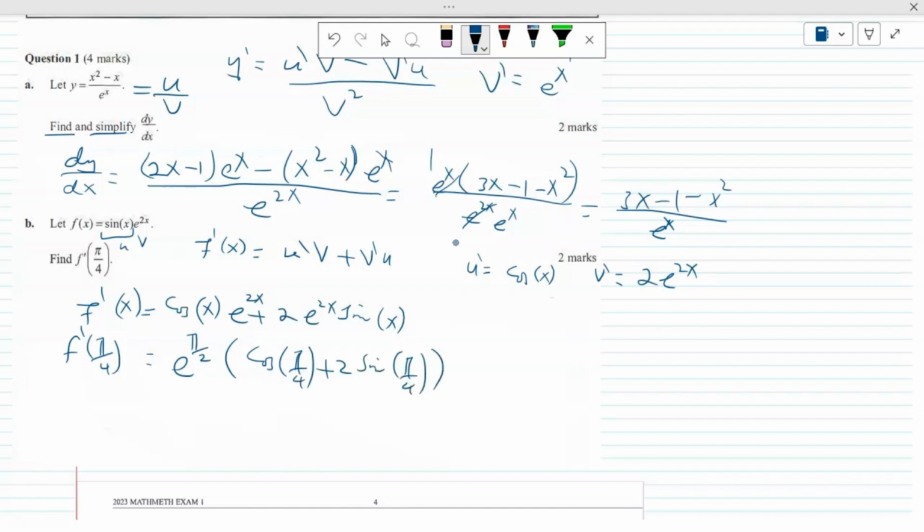All right, so that gives me the square root 2 over 2, and times 2, that's going to be the square root 2. So e to the power of pi over 2 times (square root 2 over 2 plus square root 2). So 2 times square root 2 over 2 is going to be 2, plus 1 is going to be 3. So that's going to be 3 square root of 2 over 2 e to the power of pi over 2. So that finishes question 1.